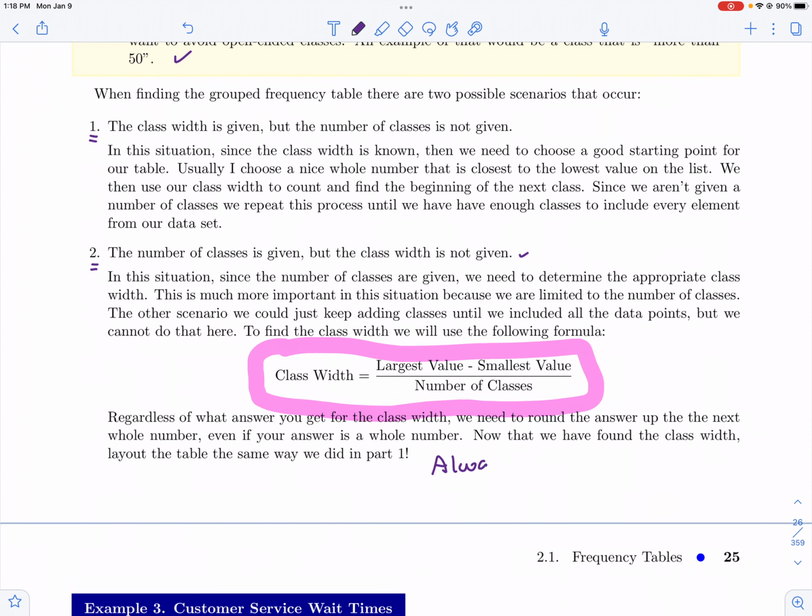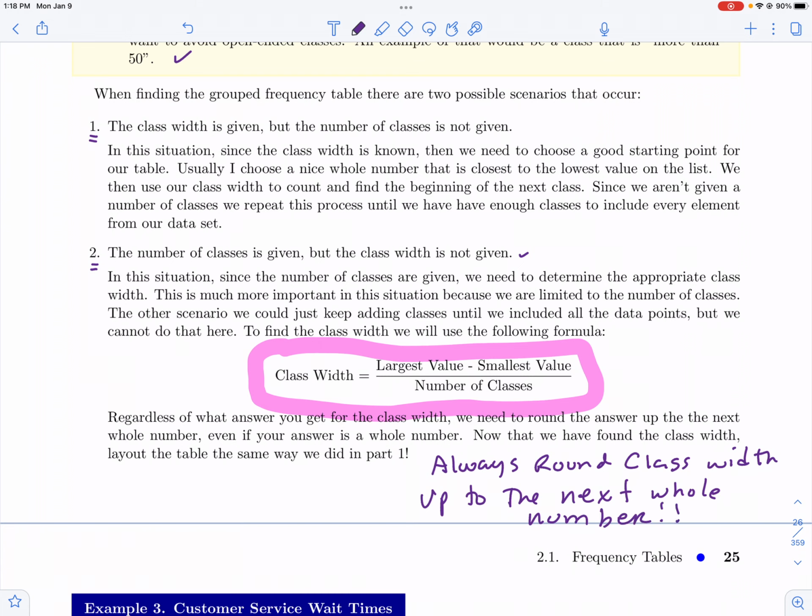So always round our class width up to the next whole number. Again, even if normal rounding rules don't apply, we're still going to do that for these. We want to make sure we round it up, because if we don't, there's a possibility that some of our data values at the upper end of our data won't have a category to fall into. That's the reason we want to make sure we round that class width up.